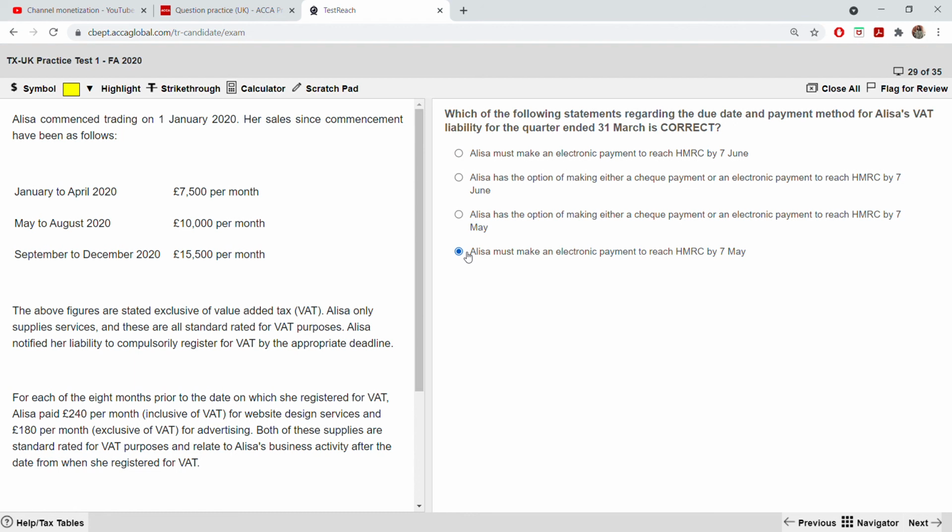Why? Because 1 month and 7 days. 1 month from 31st March and 7 days. So 1 month from 31st March will be 30th April and 7 days. So from 30th April, 7 days will fall on 7th May. That's the rule. 1 calendar month and 7 days after the end of the VAT period, electronic payment is required.